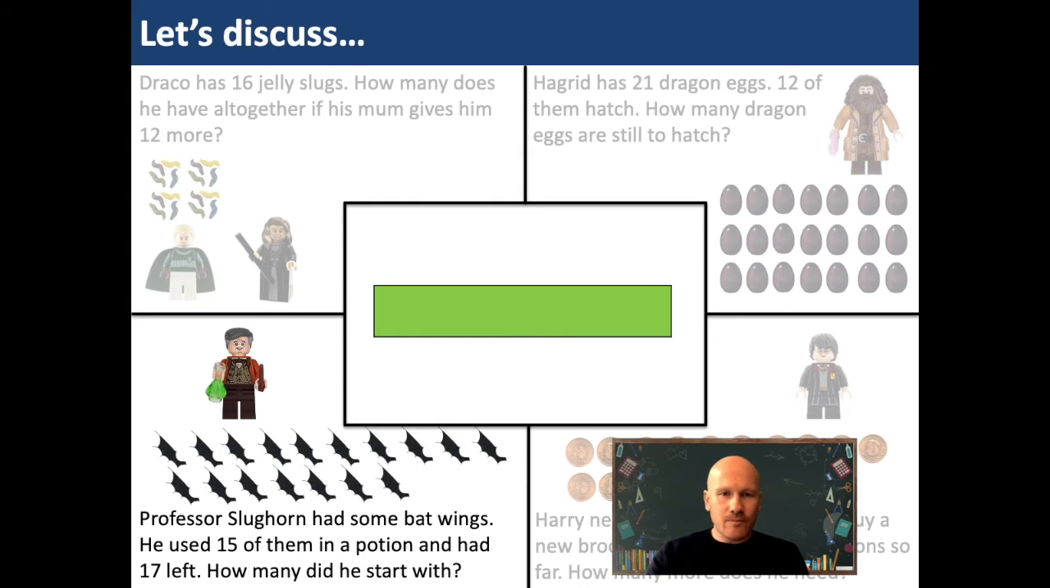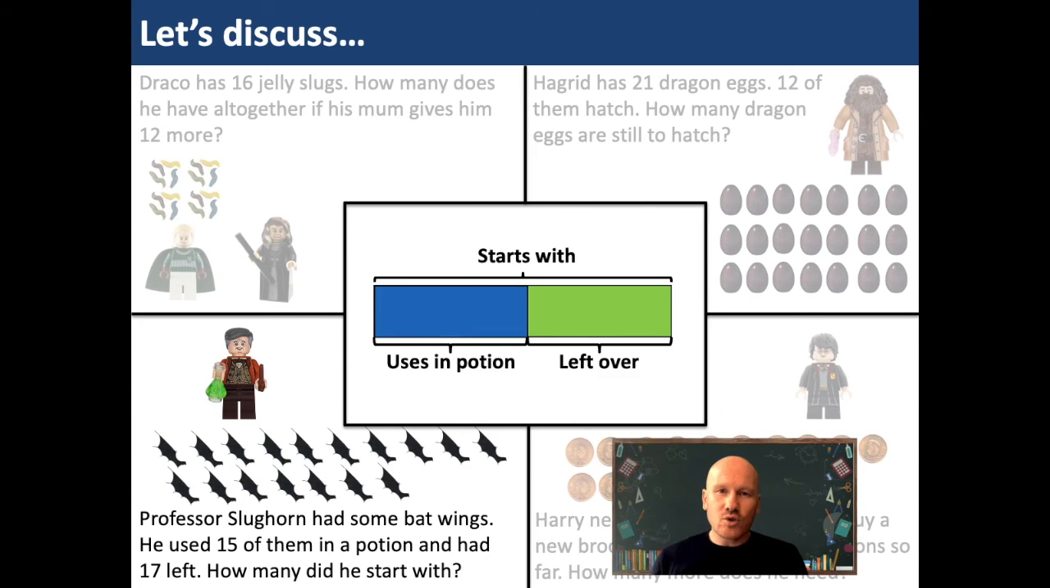So once again, we're going to draw the bar. And just like before, we can describe the whole amount. We might not know how much it is, but we can always describe it. And here it's the number of bat wings that Professor Slughorn starts with. Then we're going to decide on the number of parts, and I know that each of these are part wholes. I've already told you 2 parts, but the reason that there's 2 parts is because we've got the number of bats that he uses in the potion, and we've also got the bats that are left over.